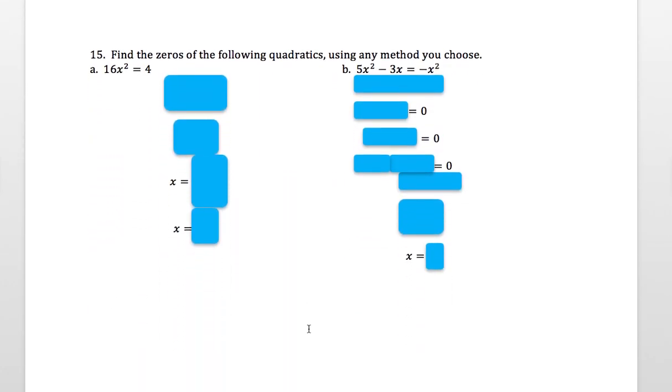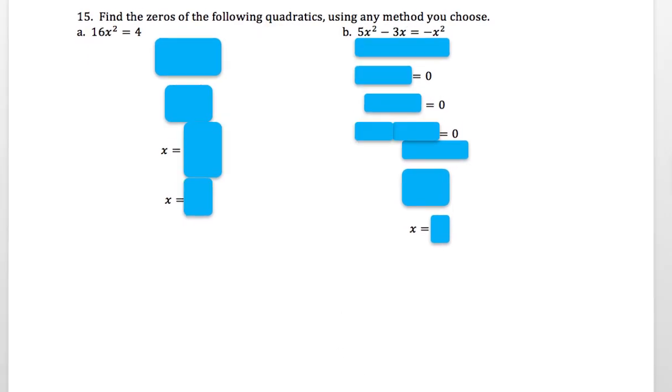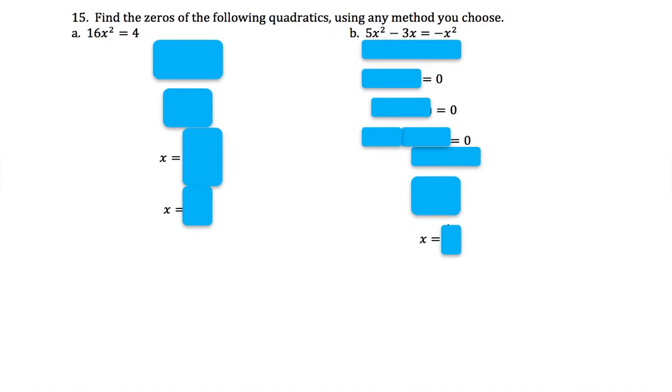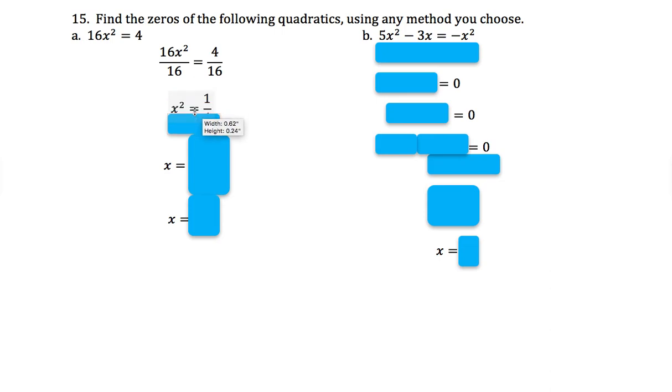Okay, I think this is the last two problems. For number 15, we're just asked to find the zeros of the following quadratics using any method we choose. So we just need to solve for x. With this one, the easiest thing to do is divide both sides by 16. So when we do that, we end up with x squared is equal to 1 over 4, because 4 divided by 16 reduces to 1/4.